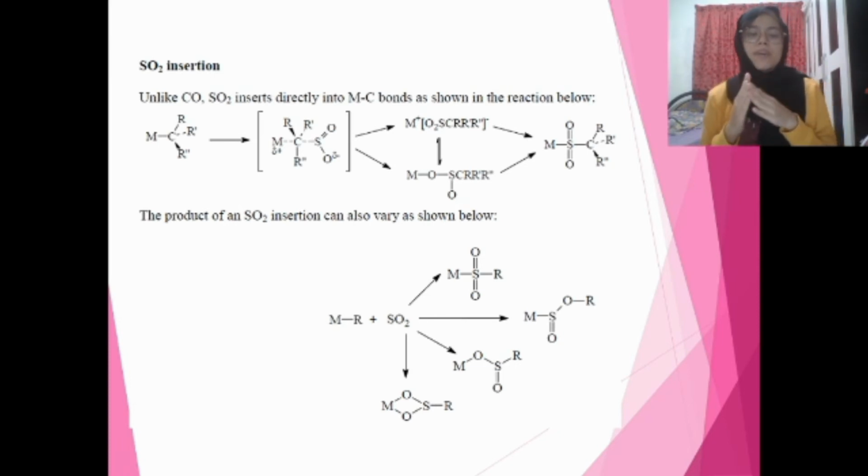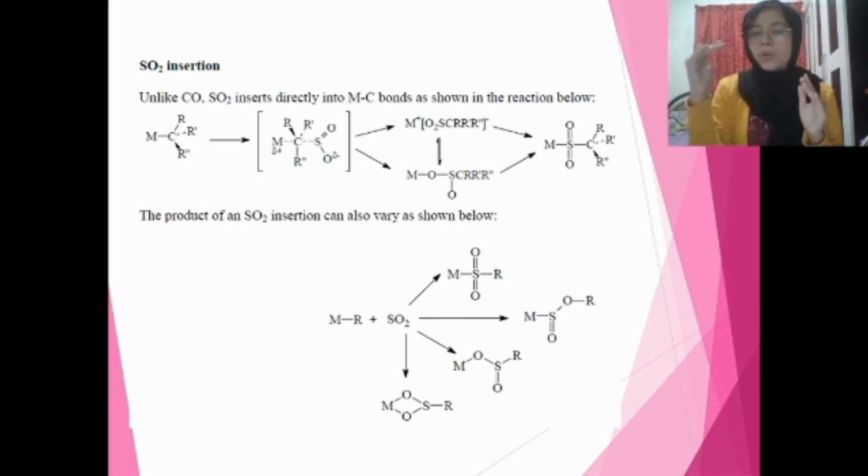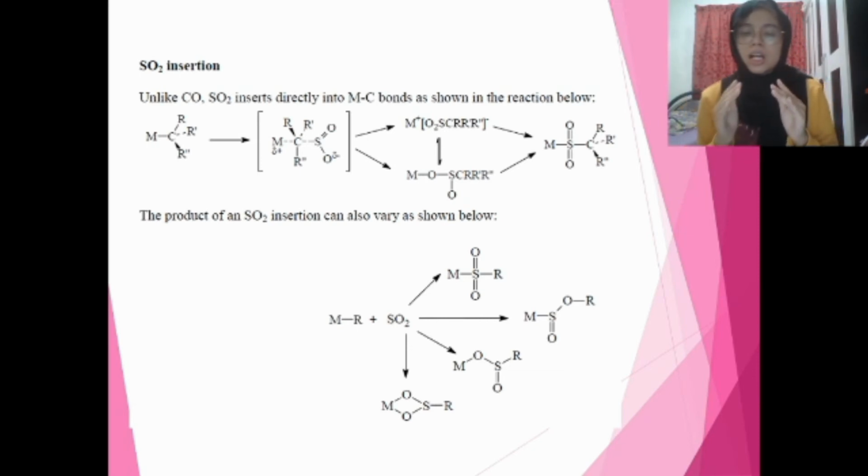The product of an SO2 insertion can also vary, as shown below, like metal and R. For example, the CH3 methyl will insert itself between the M and CH3, or the CH3 will be bonded to one O of the SO2, or it will be bonded to S, or it can form the peroxide.